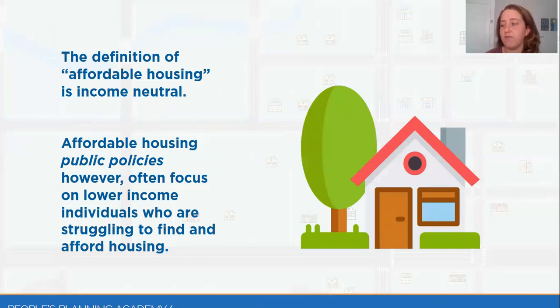However, since it naturally follows that wealthier individuals are more easily able to afford places to live, affordable housing policies, at least as many people think of it, is focused on providing housing for lower income people that are struggling to find and afford it. While it's certainly true that many current government programs and nonprofits are attempting to help those worse off, this has led to the misconception that affordable housing is only for the poor.